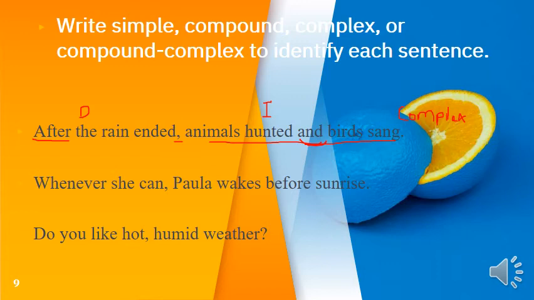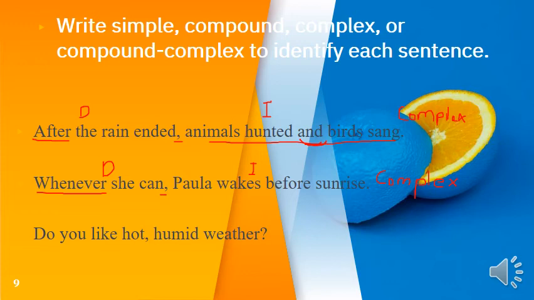Okay, let's go to number 2 here. Whenever she came, a comma. Yeah, teacher, you missed the whenever. This is a conjunction. Whenever she came, and a comma. Good. So I have here a dependent clause. Paula wakes before sunrise. So this is an independent clause. If I have a dependent clause and an independent one, I have a complex sentence. So till now we didn't count the compound complex, right?